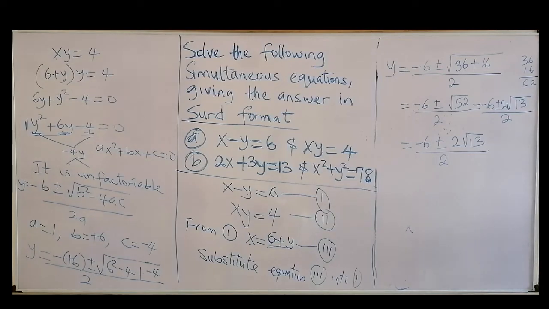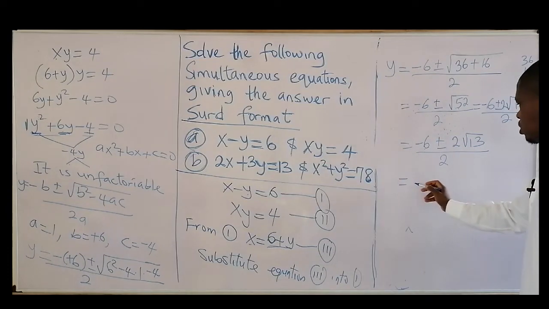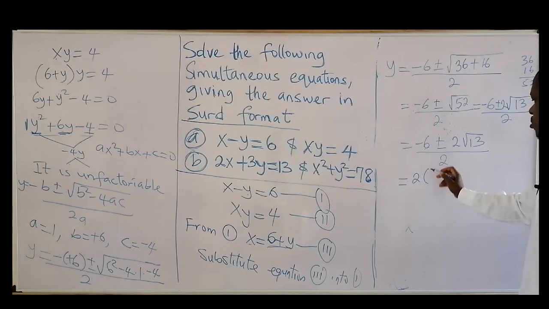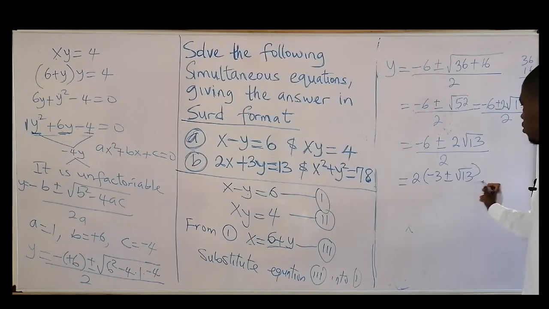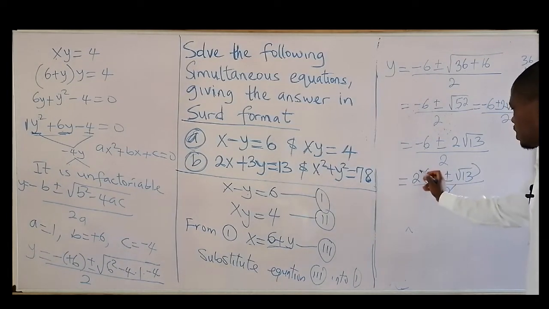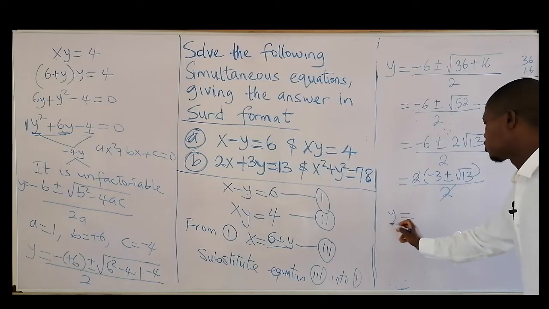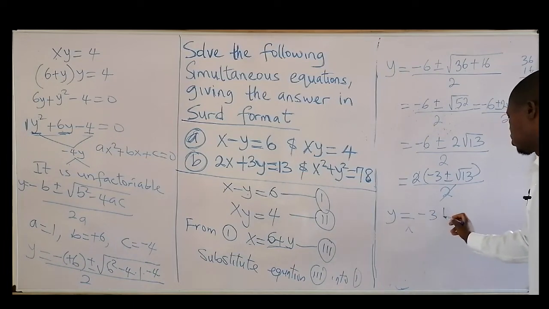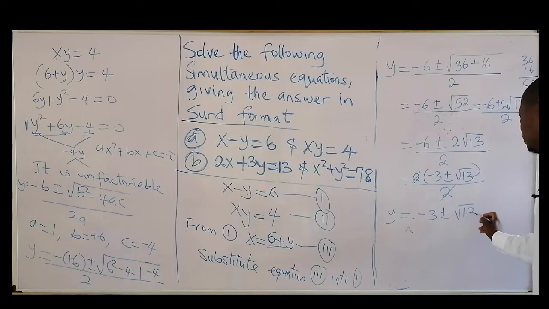So we can factorize 2 at the numerator. We take it out, and that will be 2 into brackets: minus 3 plus or minus root 13, all over 2. So these 2 will cancel. So the answer is: y is minus 3 plus or minus root 13. So that's what we got.